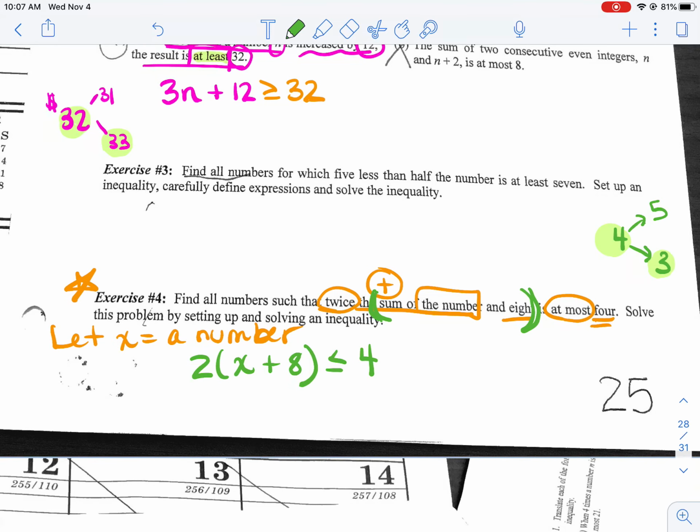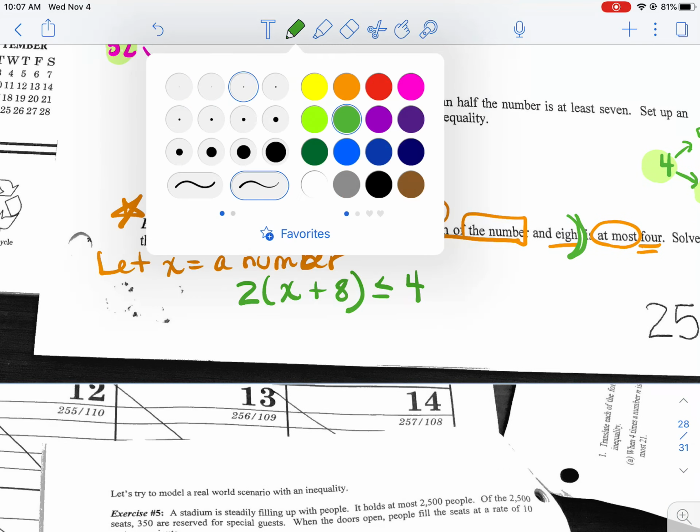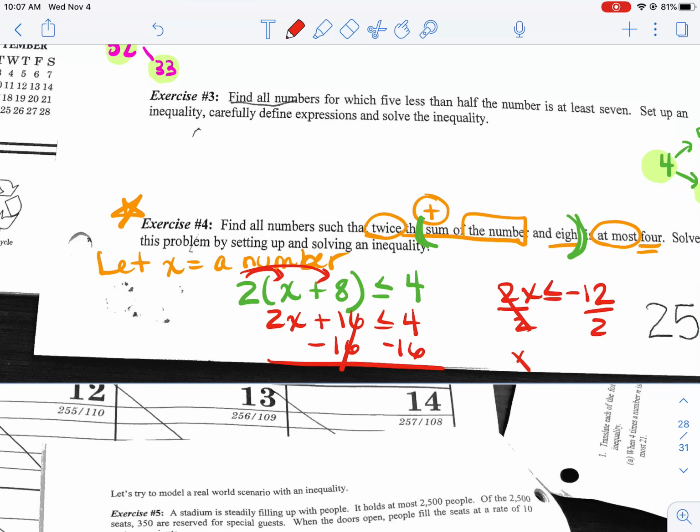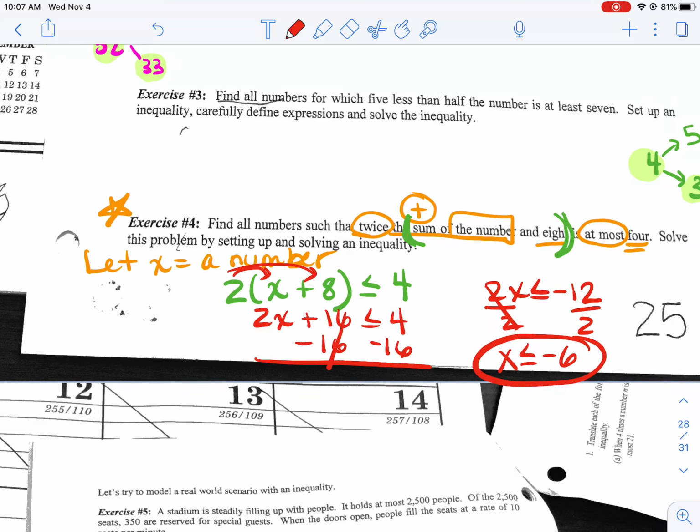Now we actually do need to solve this. I'm going to distribute my 2. 2x plus 16 is less than or equal to 4. Let's take away 16 from both sides. So 2x is less than or equal to negative 12. Divide both sides by 2. x is less than or equal to negative 6.